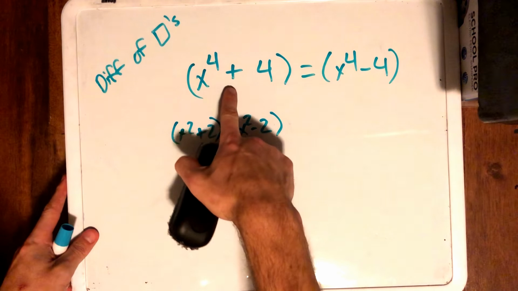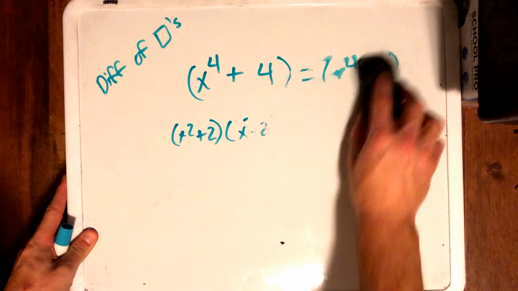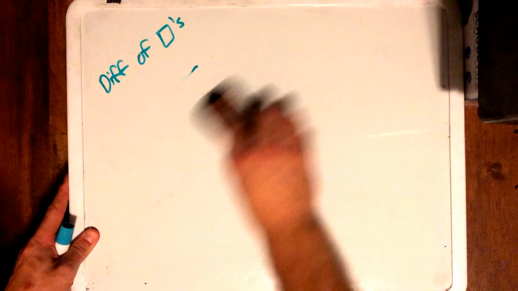Trust me, this is bad. Don't do that. If there's not that subtraction there, we can't do difference of squares. I was trying to trick you guys. Don't do it. Don't fall for it. Okay, so for real though, no more tricks.